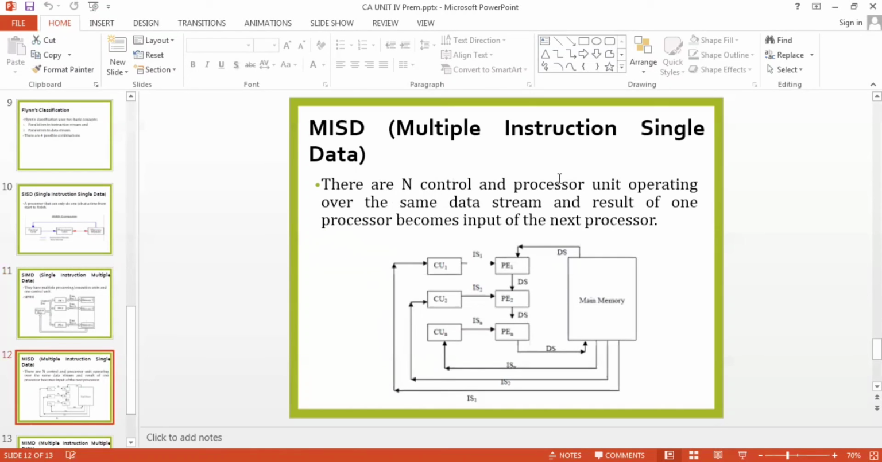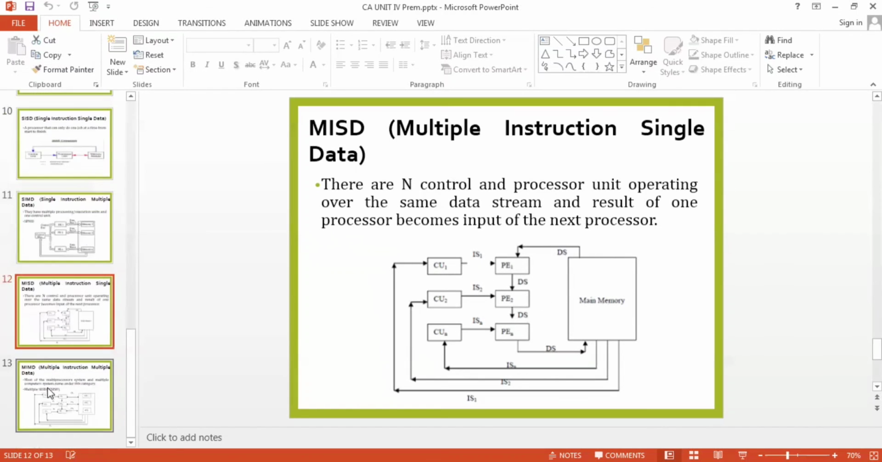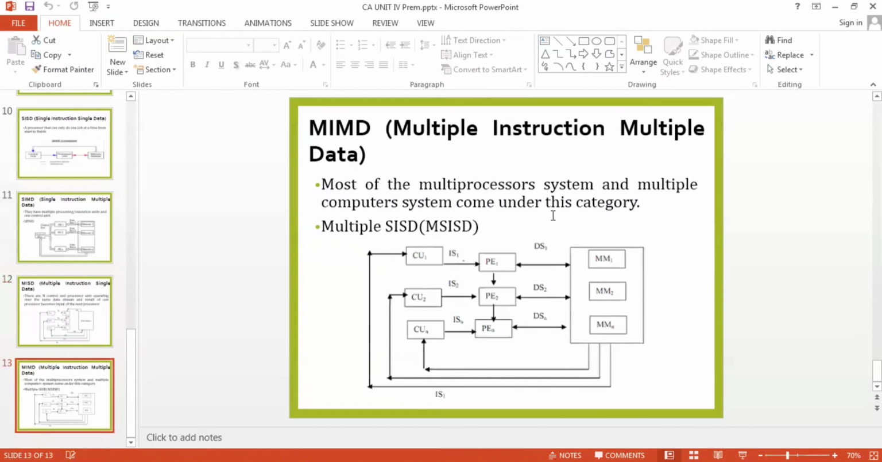Next one, multiple instruction, single data. It has some problems because we can use the same data in different locations. If you update any data in the representation, it will affect the result of the next processor. And the next one is multiple instruction, multiple data. Most multiprocessor systems, having multiple computer systems, come under this category. It is like multiple SISD, so each and every data will be allocated to each and every process. So that does not have any major challenges in this case. So this is parallel processing. Thank you.